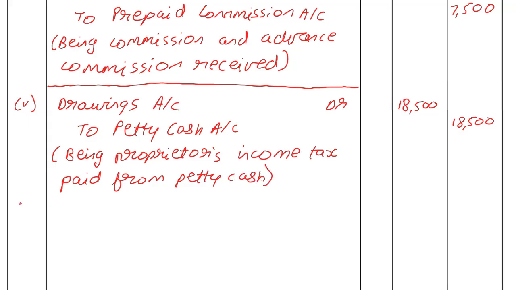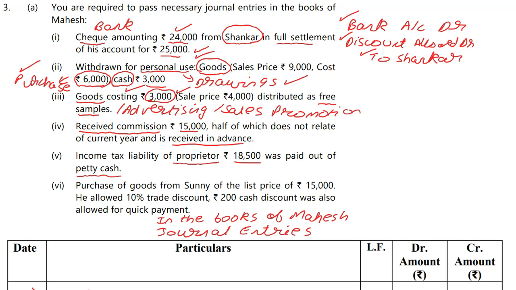Okay, next we have one last entry. Okay, this is entry 6 and going back up. Purchase of goods from Sunny, list price 15,000, allowed a 10% trade discount. 200 cash discount was also allowed for quick payment. Okay, and now we have to do the calculation, and I'm going to do the working over here.